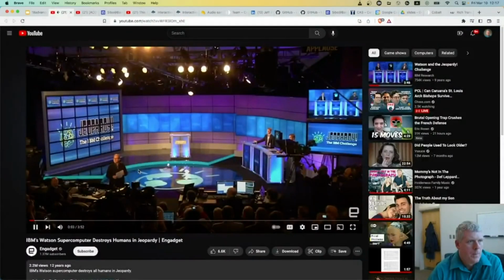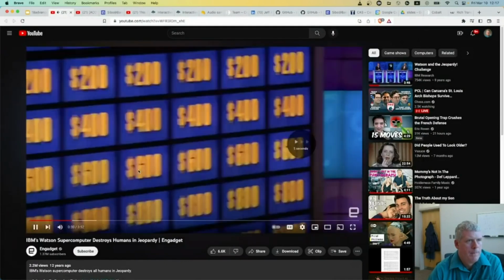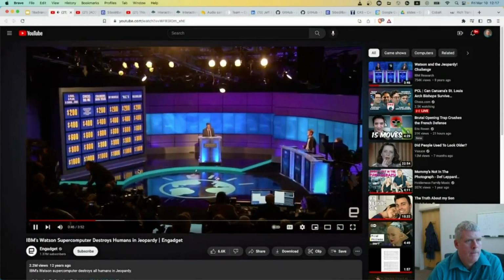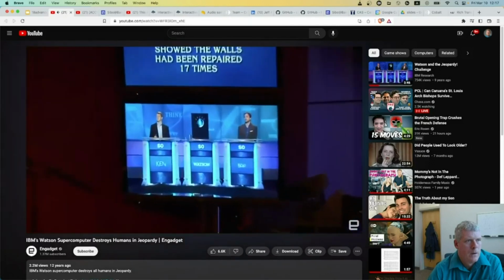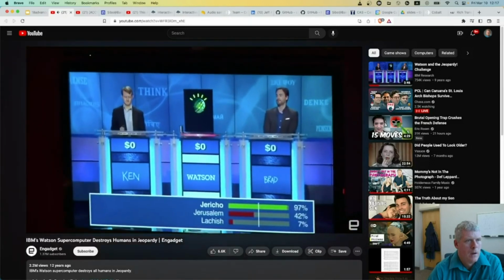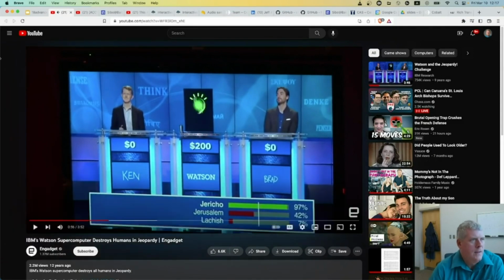Right in here, the excavation of this city mentioned in Joshua showed the walls had been repaired 17 times. Watson. What is Jericho? Correct. 400.